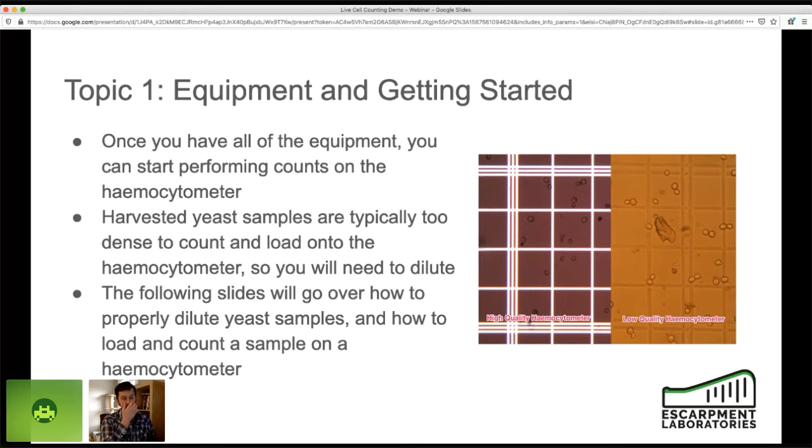Another thing to keep in mind here is whenever you're buying hemocytometers on Amazon and eBay and stuff like that, it can be pretty tempting. You can find these really affordable hemocytometers on Amazon.